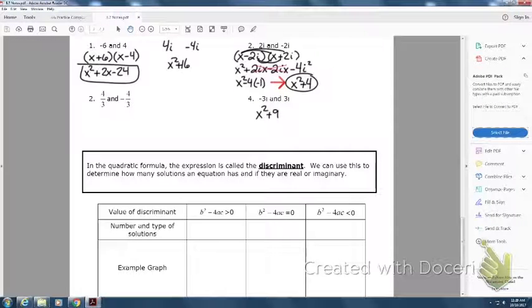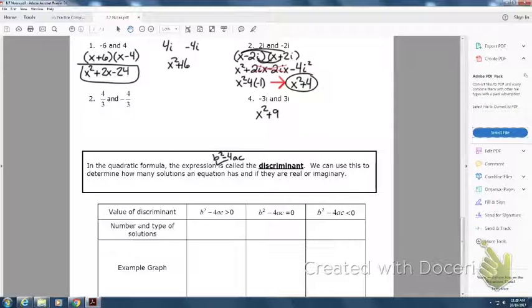Alright, let's come down here to the quadratic formula, the expression. And this got left off right here. B squared minus 4AC. What is underneath the radical? It does not include the radical, just what is underneath the radical. This is what is called the discriminant. We can use this to determine how many solutions an equation has and if they are real or imaginary. Okay, there's only 3 possible outcomes. So let's talk about those 3 outcomes.